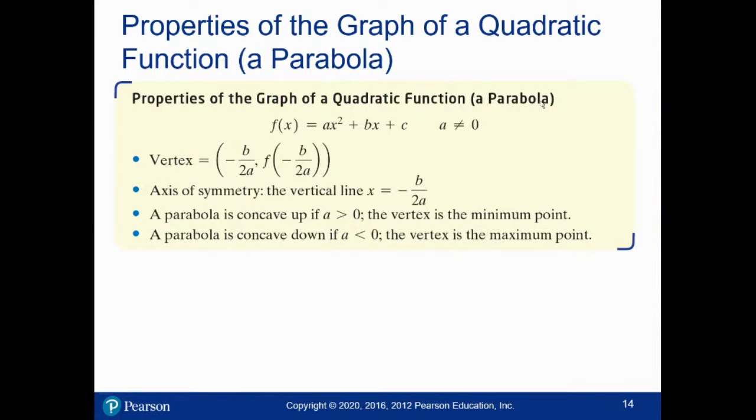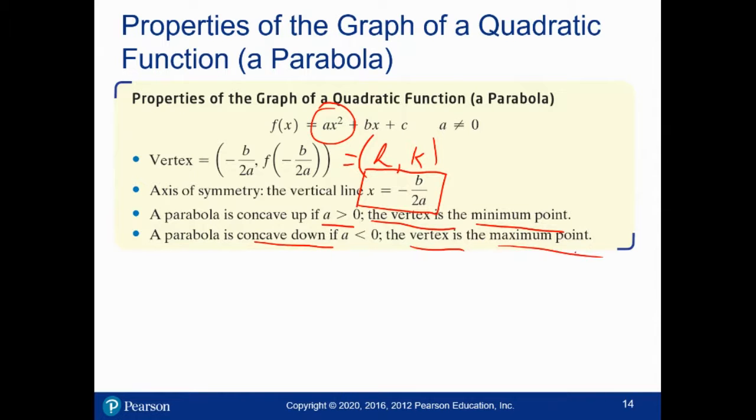So the vertex is (h, k). Remember that this is exactly h and this was exactly k. The axis of symmetry is x equals h, x equals negative b over 2a. If a is positive, the number multiplying x squared is positive, it's concave up, and the vertex is the minimum. But if a is negative, it's concave down, and then the vertex is the maximum. So just using this formula here, which just comes from completing the square, you can immediately determine where the vertex is. Is it concave up or down? The minimum or maximum? What's the axis of symmetry?